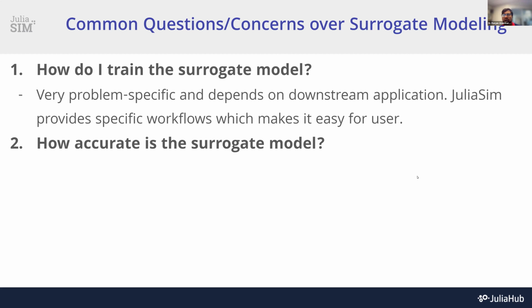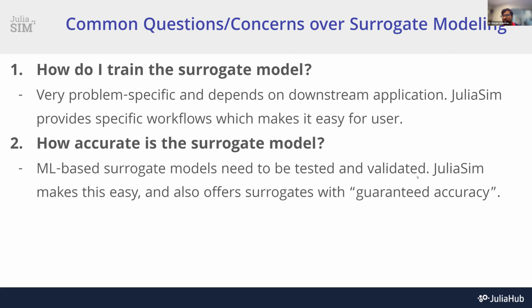Okay. So how accurate can the surrogate model be? Which is another common concern. These data-driven or machine learning-based surrogate models always need to be tested and validated. So we have a robust set of tools that help you test and validate your surrogate models. JuliaSim understands all of these difficulties and has little pieces to make sure that all of these things become easy. The other thing we do is we offer surrogate models with guaranteed accuracy. Now, what do I mean by that? That's a pretty big statement.